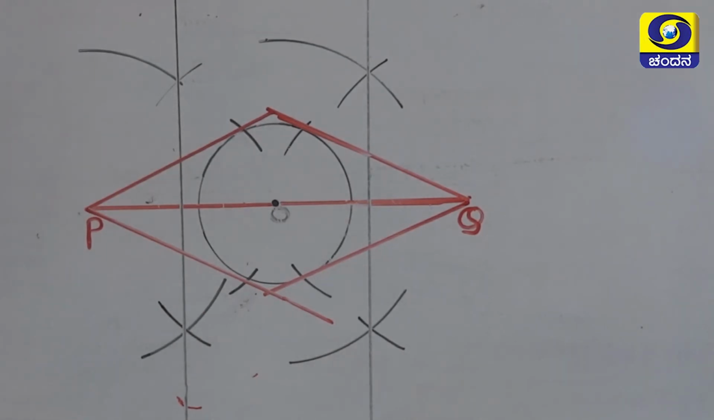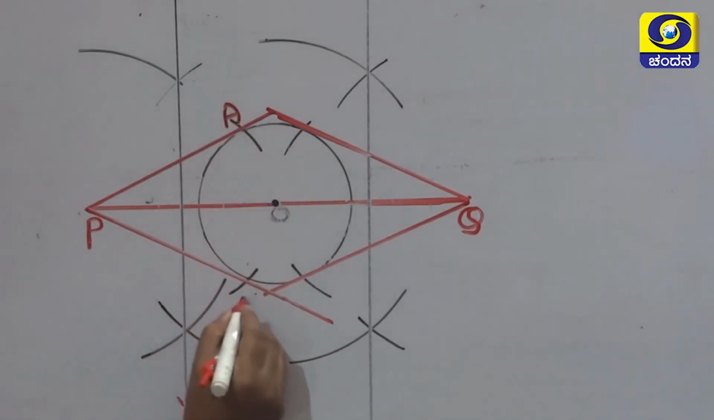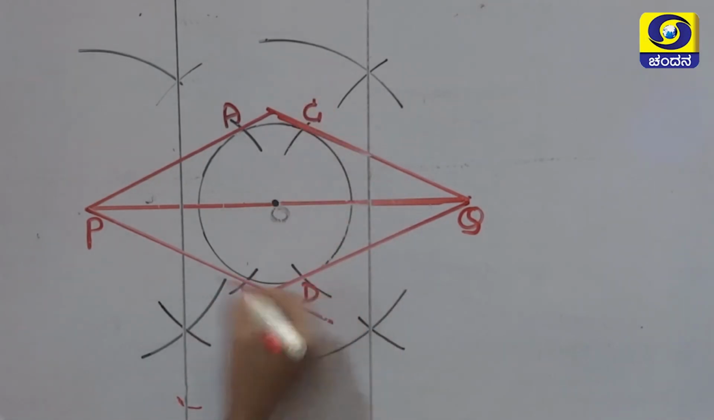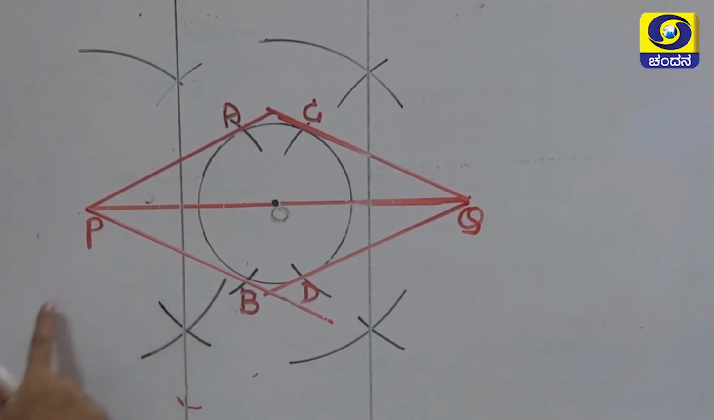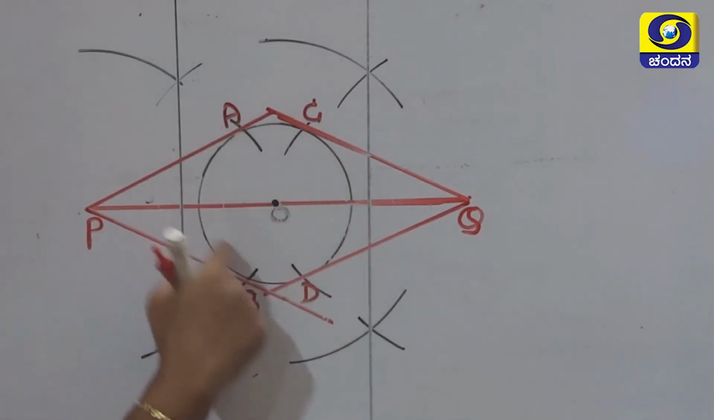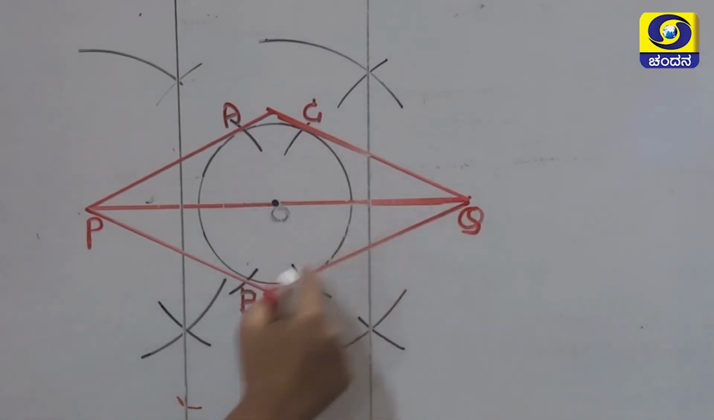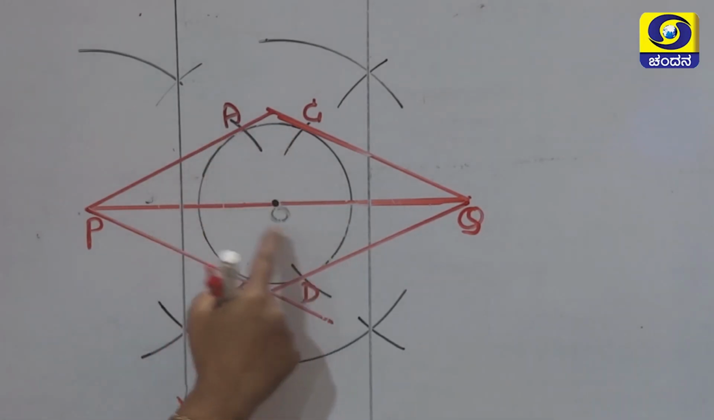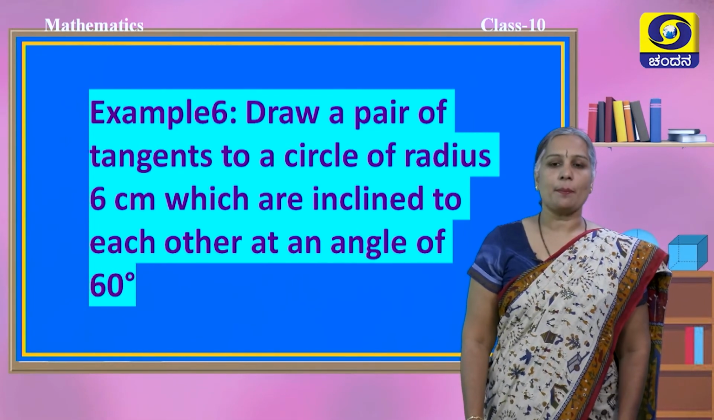Now let us name the arcs A, B, C and D. It means PA, PB are the tangents from point P to the circle O. Similarly, QC and QD are the tangents to the circle of center O. Let us take one more example.